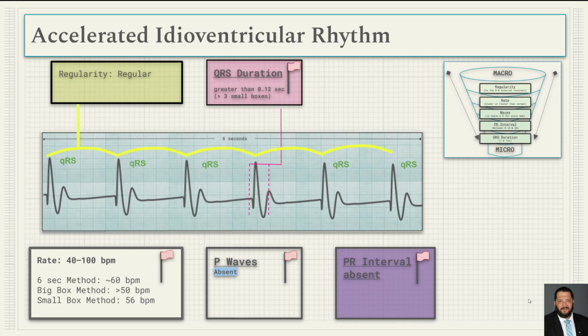Next will be the accelerated idioventricular rhythm. This is an idioventricular rhythm with a rate between 40 and 100 beats per minute. So above the intrinsic firing rate, but less than 100.